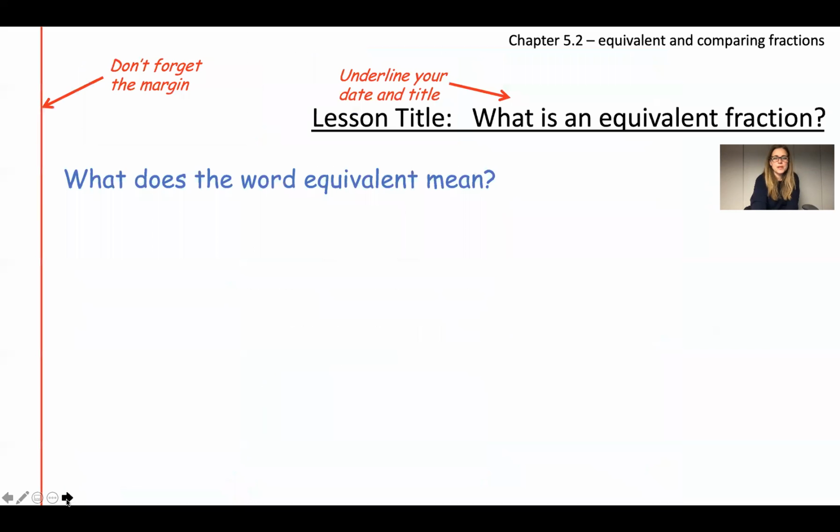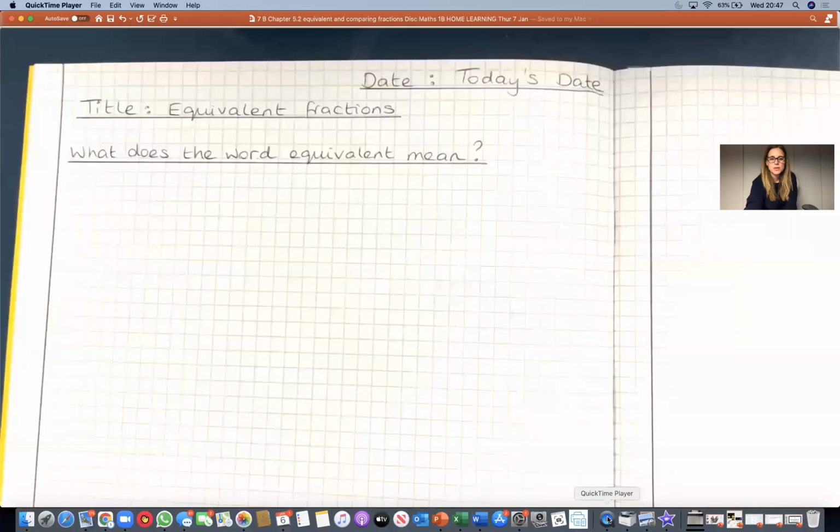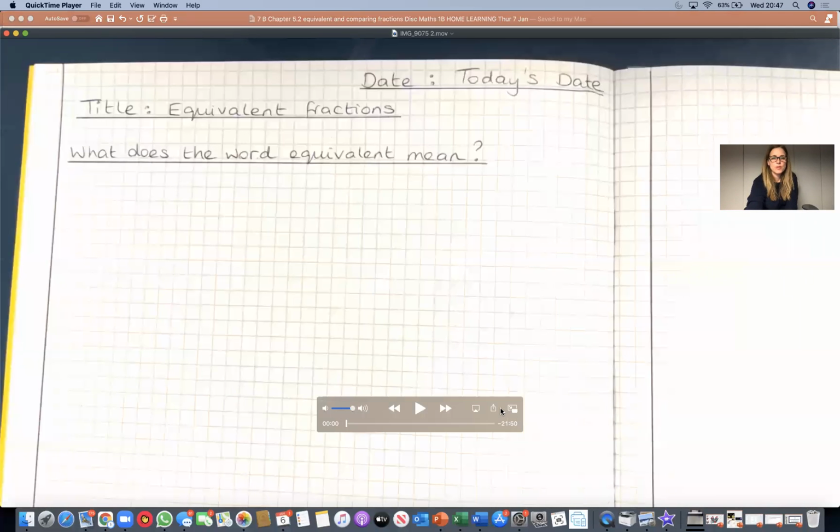Right, let's move on. So the start of this is to think about what we mean. What is an equivalent fraction? And actually, before that, what does the word equivalent mean? Now, I've recorded the next 20 minutes or so, which I'm just going to bring up for you now. And there's also a link just to that section. And the YouTube reference number is there as well. But I'm going to show it to you on here as well. So you've got everything in one place. We're going to watch this in 2 parts. First part's about 10, 11 minutes.